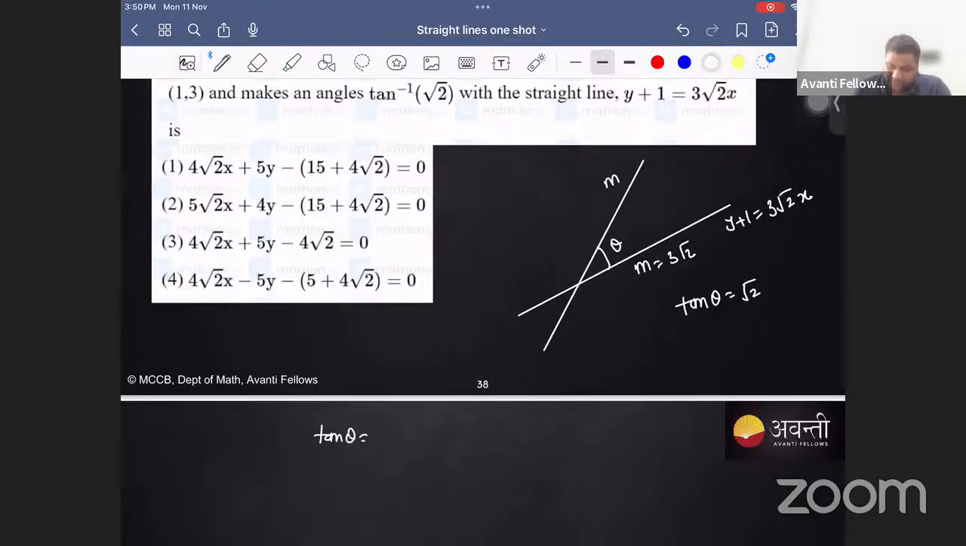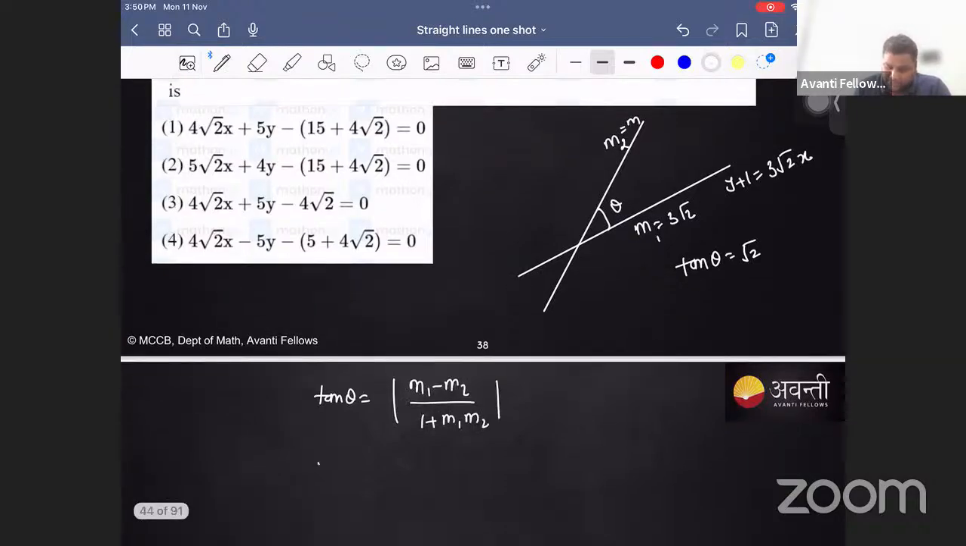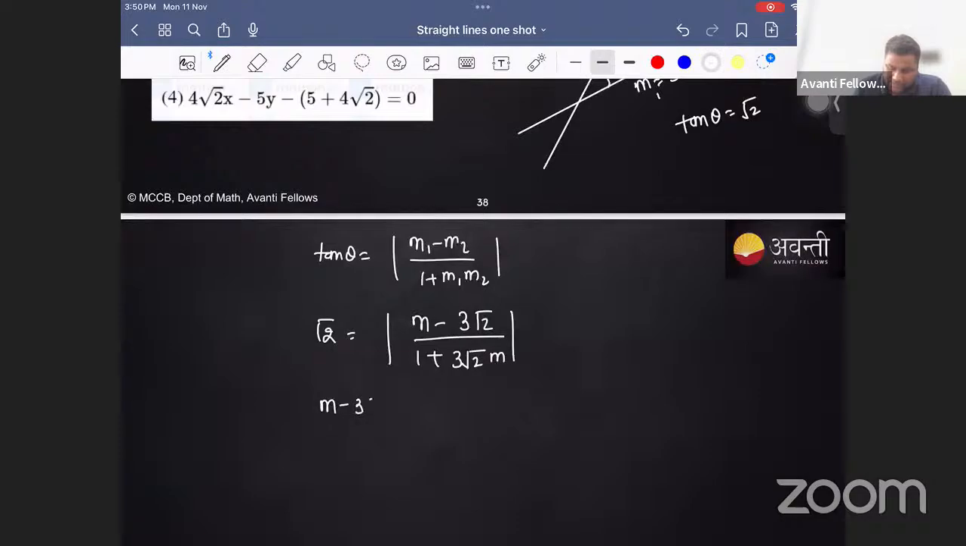Now, angle between these two lines is tan theta root 2. So tan theta is mod of (m1 minus m2) upon (1 plus m1 m2). Say this is m1, this is m2. Correct? So root 2 is mod of (m minus 3 root 2) upon (1 plus 3 root 2 m). Now, (m minus 3 root 2) upon (1 plus 3 root 2 m) is plus minus root 2. So m minus 3 root 2 is plus minus root 2 plus minus 6m.